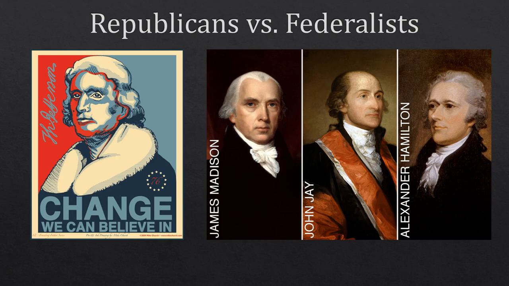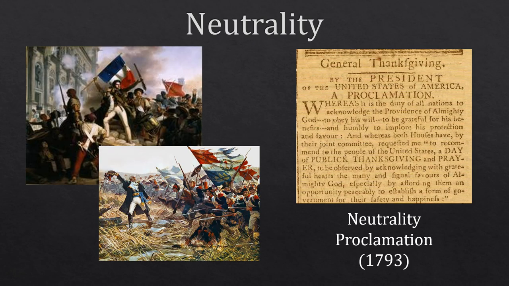We've got guys like John Jay, John Adams. They are all Federalists supporting Alexander Hamilton. And then we've got guys like James Madison, James Monroe, who we'll talk about later. They're all going to be Democratic Republicans. Federalists support a strong central government. Democratic Republicans support a weaker central government.